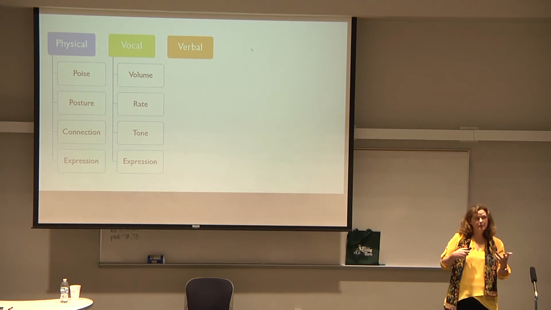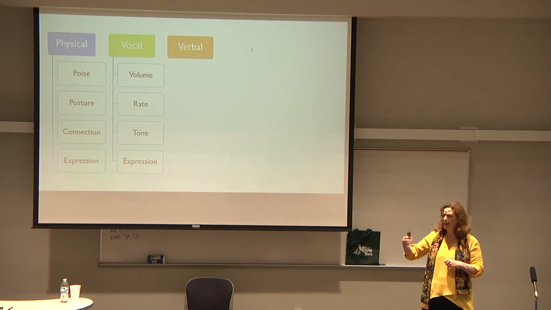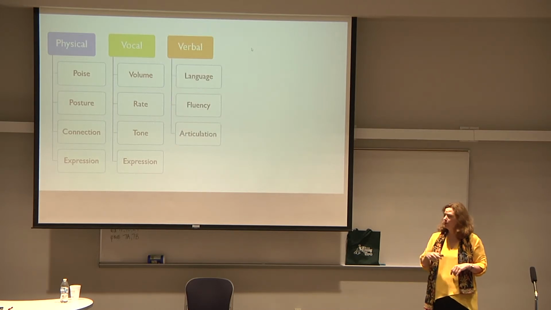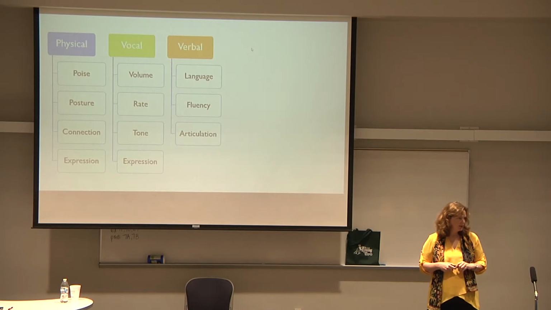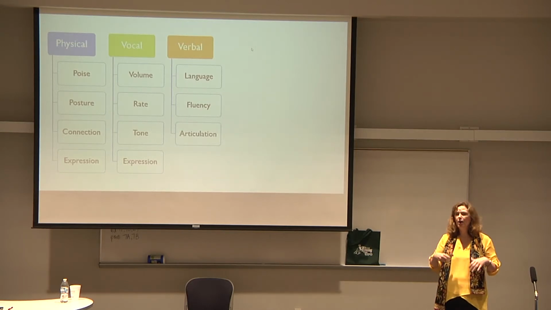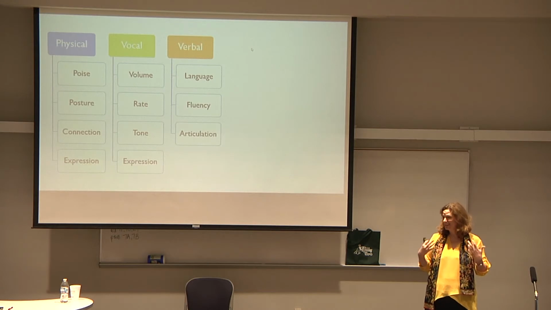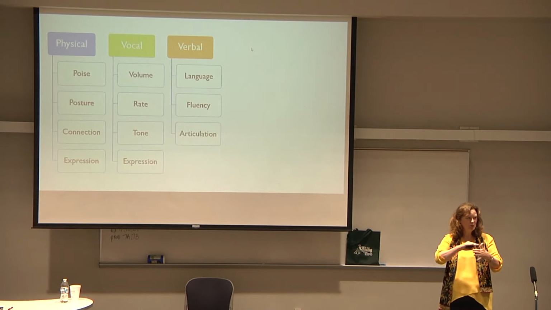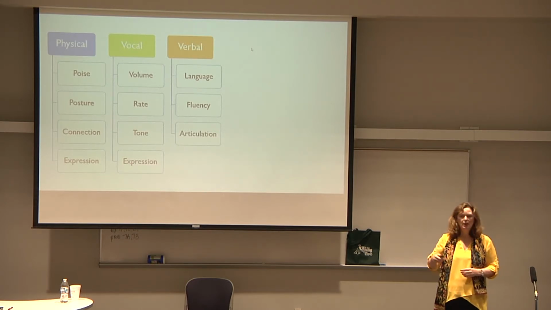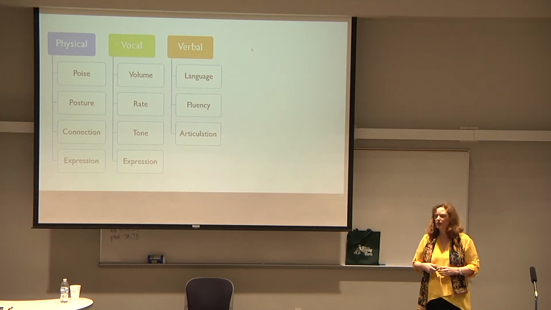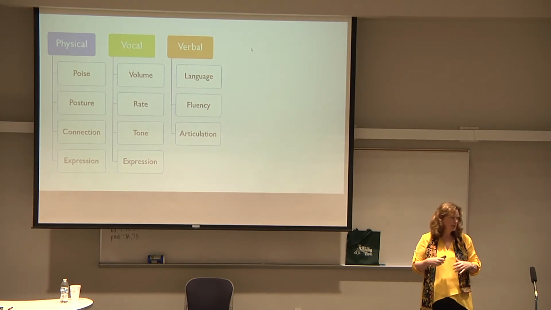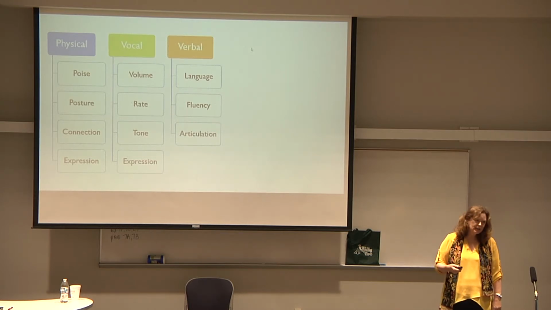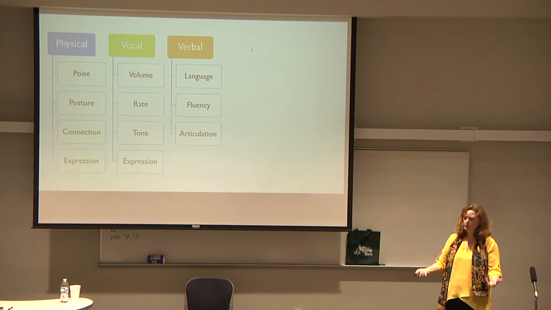Verbally, this is different than vocalics. A lot of people get them mixed up. Vocal has nothing to do with words, just how you sound. And then verbal has to do with language and fluency and articulation. So how are they pronouncing their words clearly? Can we hear them? The words in the back of the room, not the sound, but the shape of the words in the back of the room. Can they articulate their thoughts fluently without too many filler words and without too many ums and likes and you knows? And are they using language accurately and appropriately and expressively?